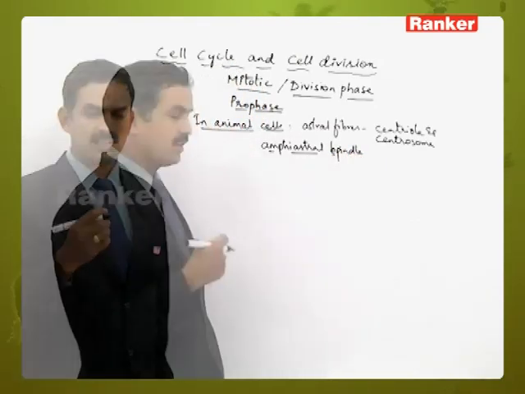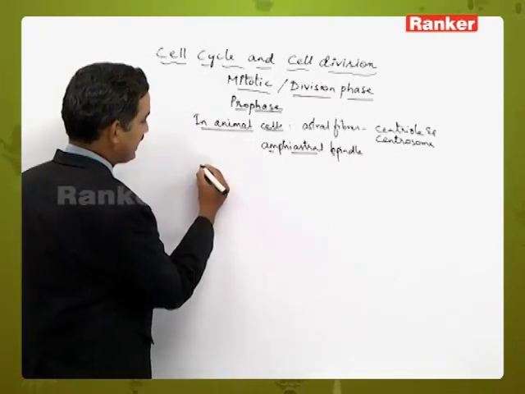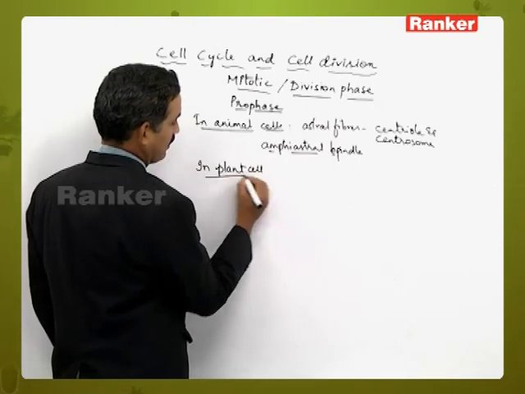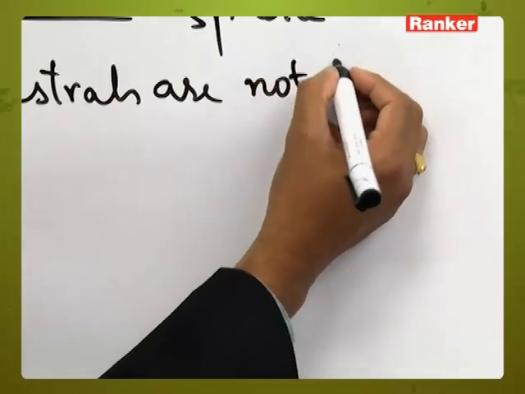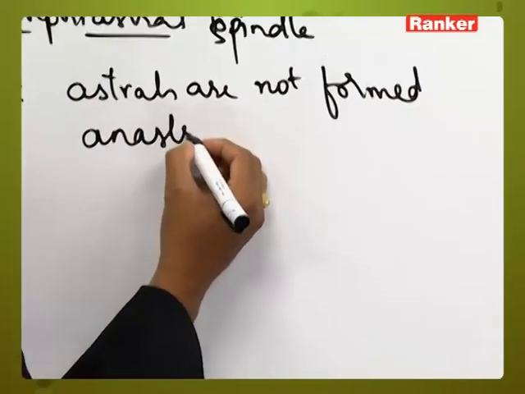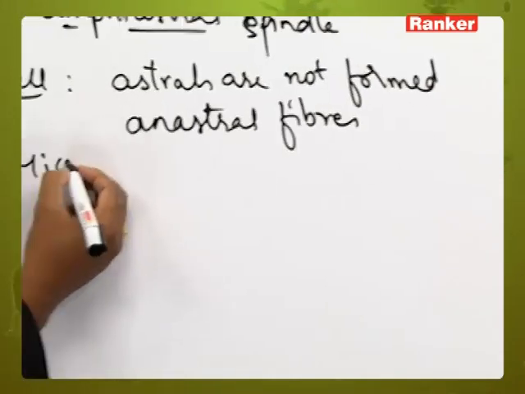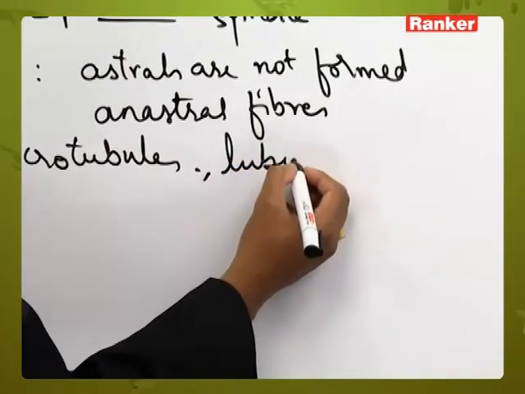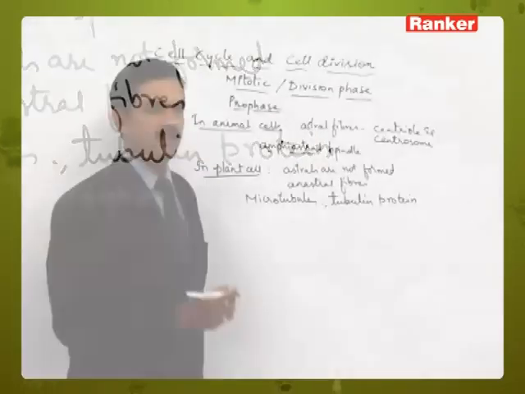These fibers will come and attach to the mid of the centromeres during the metaphase stage. That is the change observed in animal cells, but in plant cells astrals are not formed, so we call them anastral. These fibers are made up of microtubules, which are made up of a protein called tubulin. All of this is initiated during the prophase stage only.